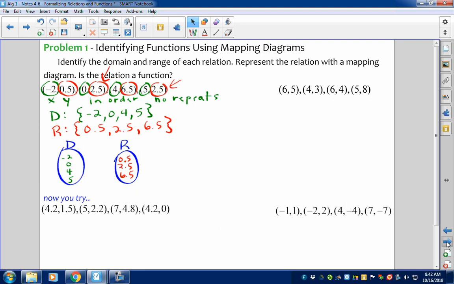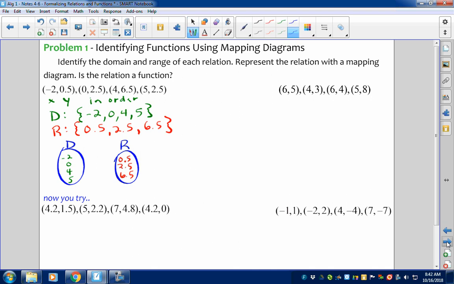And then what we're going to do is go back to the original up here. Back up to the original. And draw little, I guess, lines to connect them. It's kind of like a matching. So -2 goes with 0.5. And 0 goes with 2.5. And 4 goes with 6.5. And 5 goes with 2.5. So that's the mapping diagram. This is the mapping diagram.